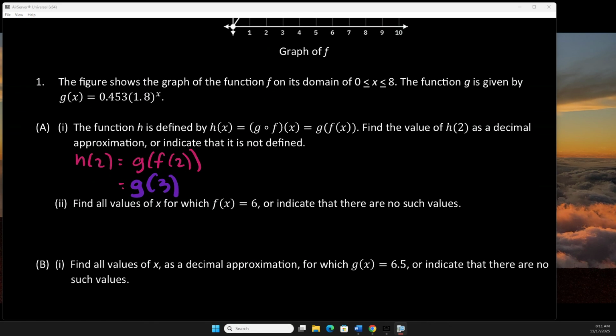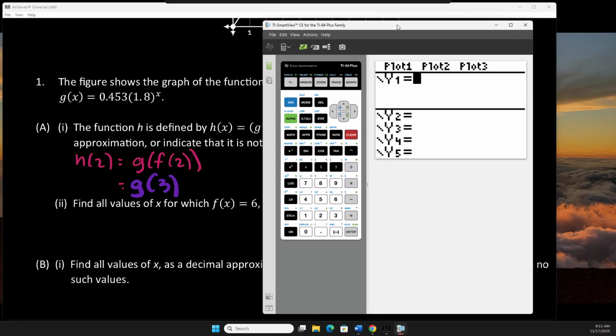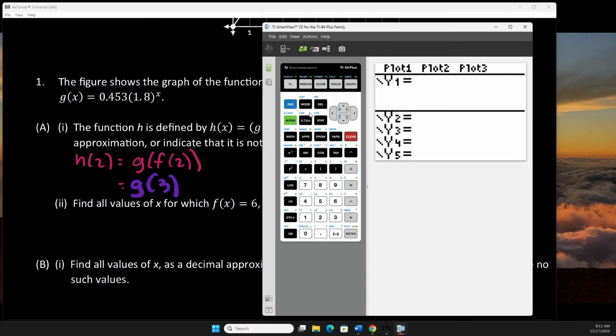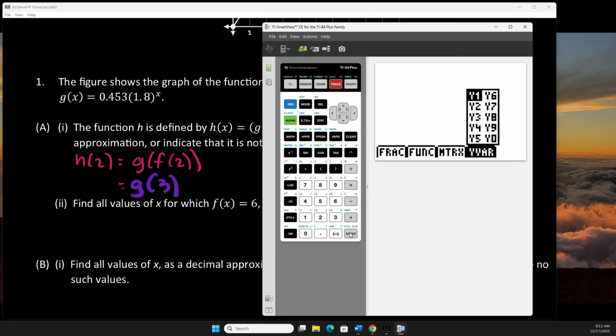Now, I think it's a good idea, because we'll use this many times on this particular FRQ, to type this g into the calculator, into y equals. All right, and then if I want to find g of 3, there's different things I can do. I can go to the table, or from the home screen, I can do y1 of 3.